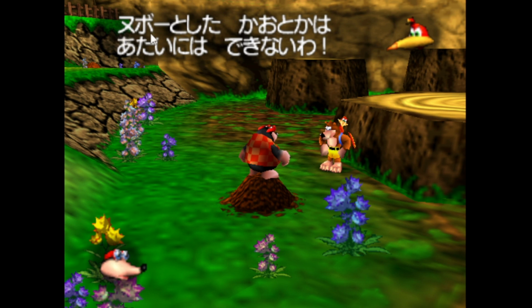What's he saying? Nubo toshita kao toka wa atai ni wa dekinai wa. Oh my god. I don't actually know what nubo is, but there's quite a bit to go over here as it is. Nubo. Oh, that's quite annoying. I don't really have any entries. Nubo. Oh, that's really annoying. There wasn't another thing at the start, was there? I think I'll have to ask about that. Nubo.